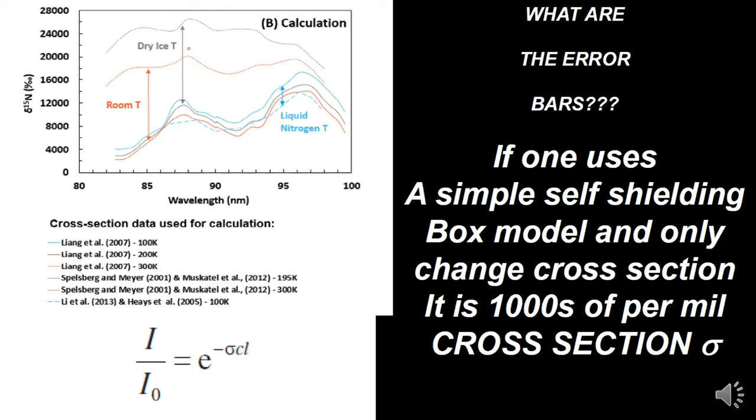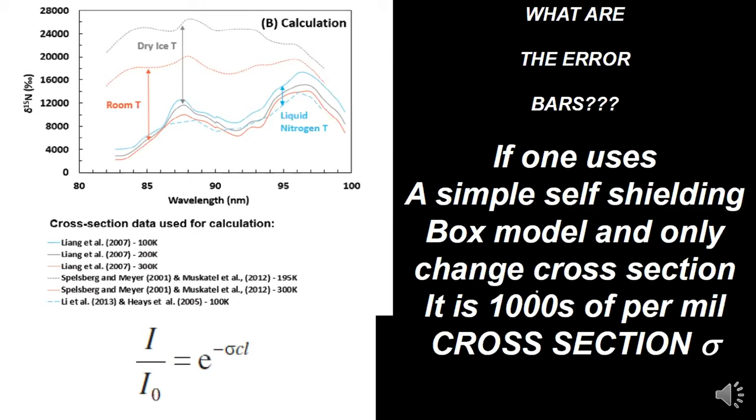Dry ice temperature, somewhere a little bit more than that. And the best you do in this range is about 3,000 to 4,000 per mil. So there's error bars only by changing the cross section. So let's say, okay, so now we're putting an error bar on the models as compared to putting error bars always on the experiments. Now I put it on the models.